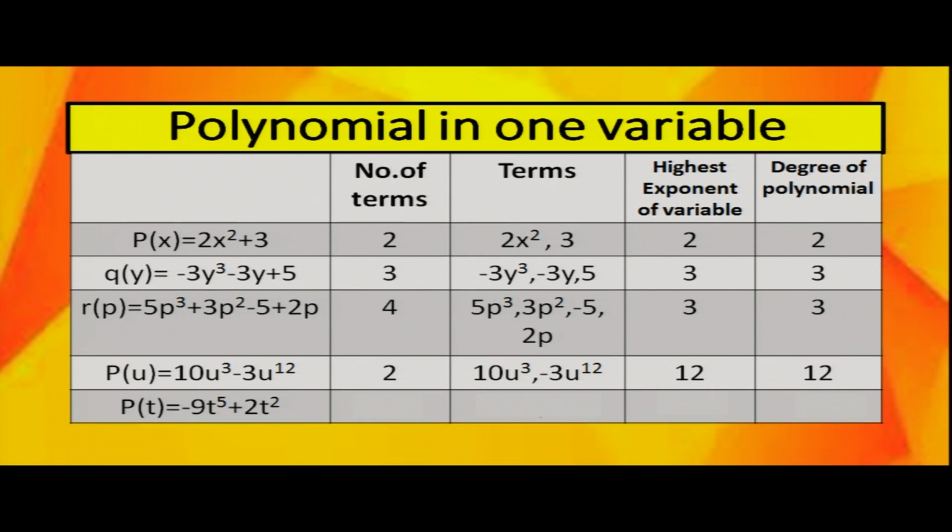And the last one is minus 9t to the power 5 plus 2t square. This is a polynomial with variable t, so it is written p(t). You can see that the number of terms is 2, and the terms are minus 9t to the power 5 and 2t square, and the highest exponent of the variable is 5 here. So the degree of the polynomial is 5.